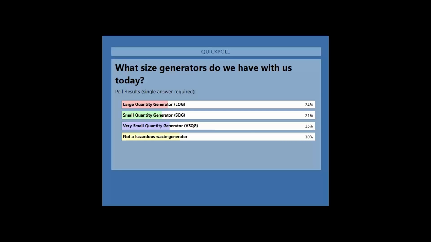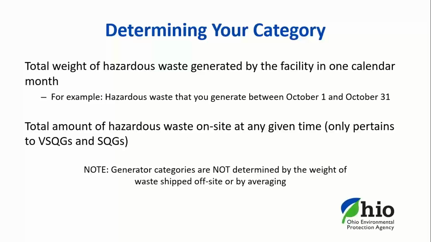All right, thanks, guys. So when determining your category, you need to count the total weight of the hazardous waste that's generated at your facility in a calendar month. And it's not based on an average or how much was shipped off in a month. I think that's a misconception. It needs to be based on how much is actually generated. And VSQGs and SQGs are also limited to what they can store on site, so you'll want to pay attention to those numbers as well.